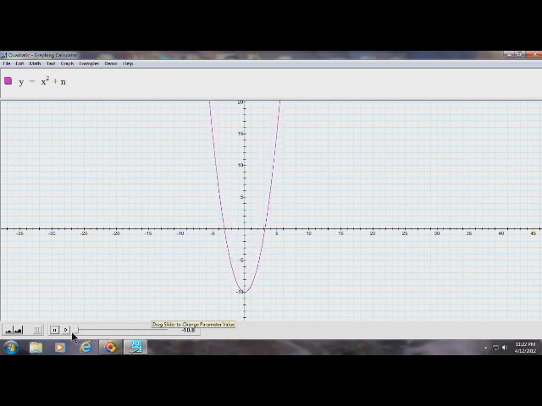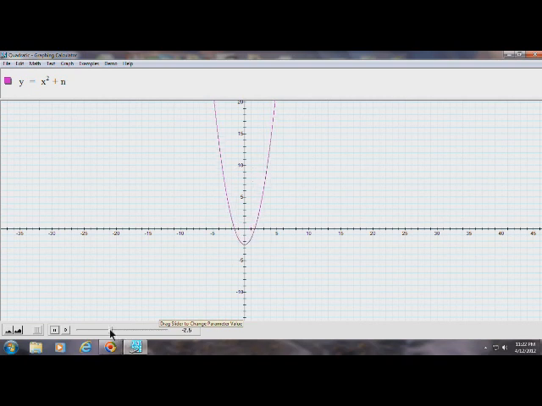So basically, what the constant does is it just shifts the parabola up and down. When I make the constant value positive, it moves up. There's a positive value of 8. When I move it down, it shifts it down. So that's what the constant does.